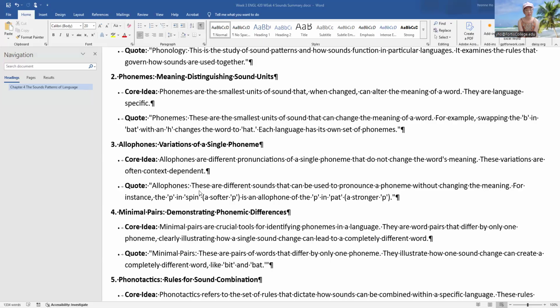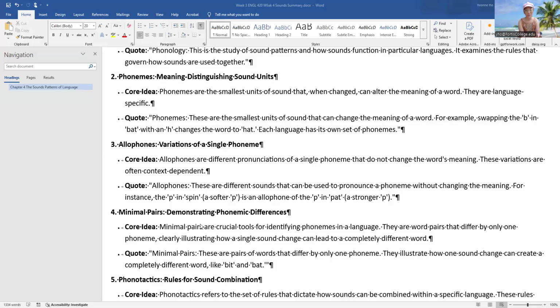Minimal pairs. Minimal pairs are crucial tools for identifying phonemes in a language. They are word pairs that differ by only one phoneme, clearly illustrating how a single sound can lead to a different word. So it's not just simply the consonants. If the consonants change, bit and bat, or bat, cat, mat. So if your consonants change, then you have a different word. You have different phonemes and different meaning.